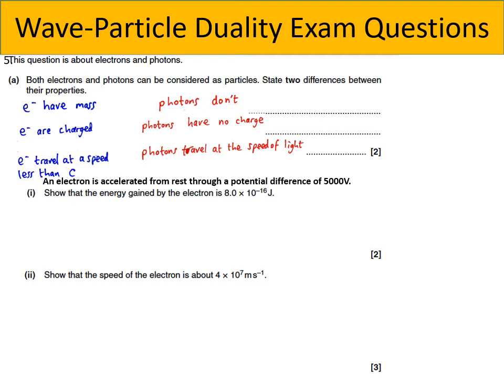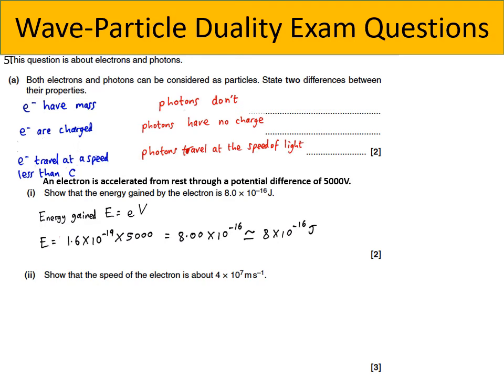An electron is accelerated from rest through a potential difference of 5,000 volts. Show that the energy gained by the electron is 8.0 times 10 to the power minus 16 joules. So we know that the energy gained is equal to the elementary charge multiplied by the potential difference. So we can say that the energy gained is equal to 1.6 times 10 to the power minus 19 multiplied by 5,000, and that gives us 8.00 times 10 to the power minus 16.